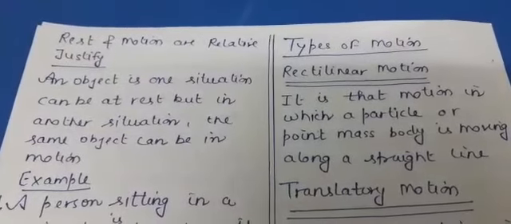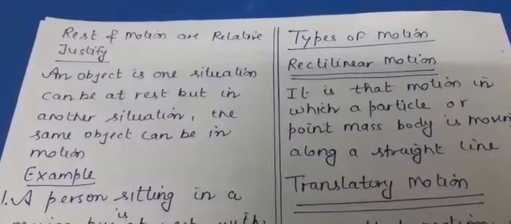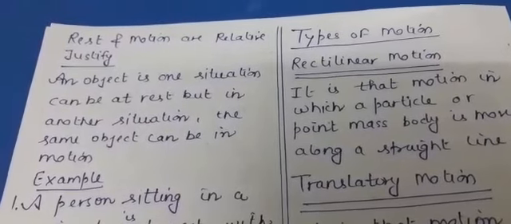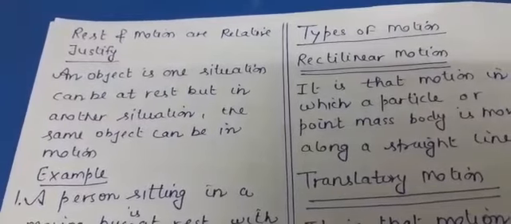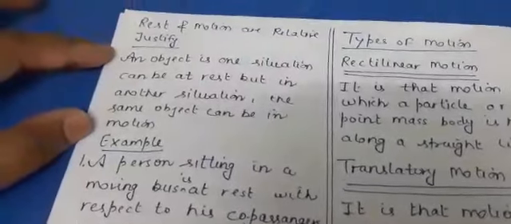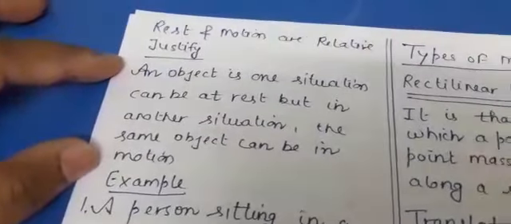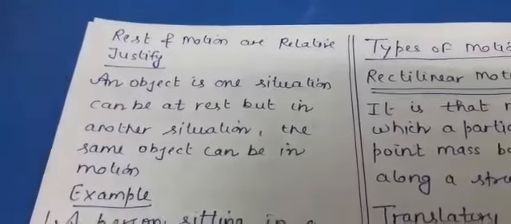Now next, let me relate rest and motion. Rest and motion are relative terms. How can we understand it? The same object can be at rest as well as in motion. How can you say this? The same object can be at rest or in motion. It means your observation point should change. Let me take one example.